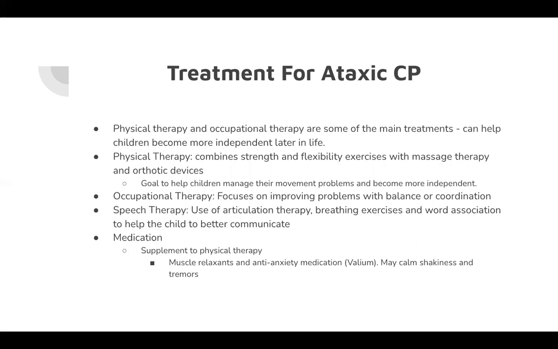Treatment: physical therapy and occupational therapy are some of the main treatments to help children become more independent later in life. PT combines strength and flexibility exercise with massage therapy and orthotic devices. Their goal is to help children manage their movement problems and become more independent. OT focuses on improving problems with balance and coordination. Speech therapy uses articulation therapy, breathing exercises, and word association to help the child better communicate. Some medication is generally used as a supplement to physical therapy. Those would be muscle relaxants and anti-anxiety medications such as Valium, which may calm shakiness and tremors.